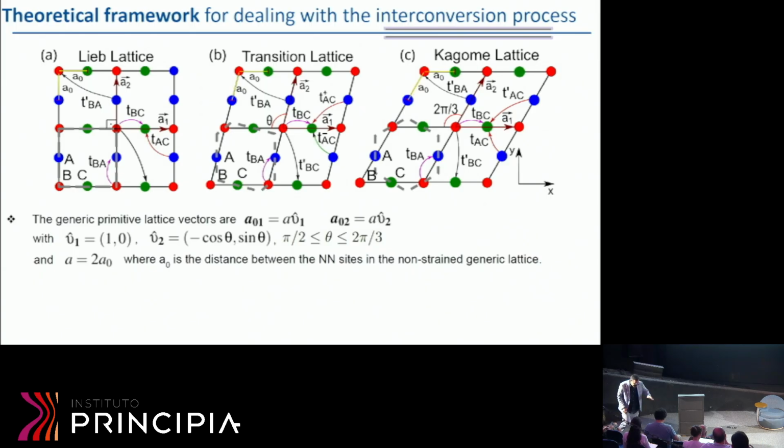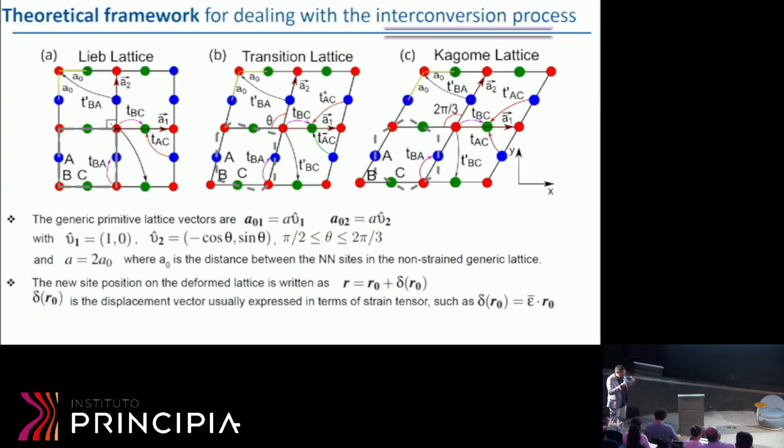As at the beginning of any crystal that you are working with, you first need to write the lattice vectors. So here are the two lattice vectors in real space, and you see the dependence on theta. And theta is this angle between where I connect AB and BC.